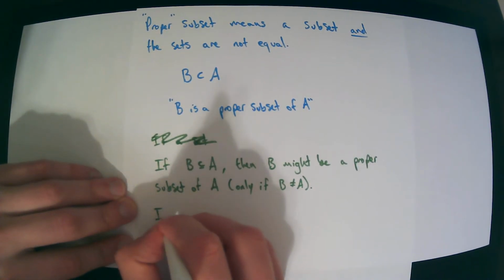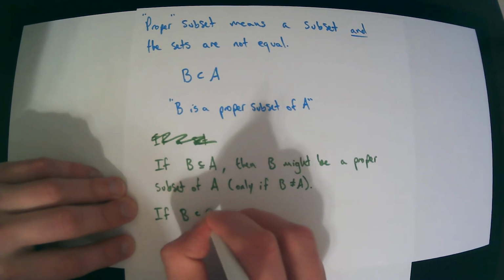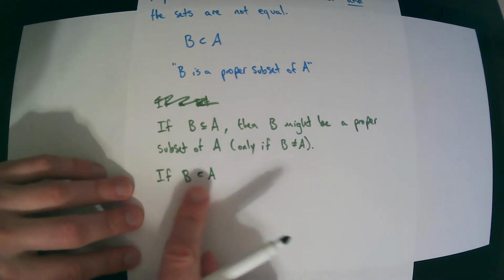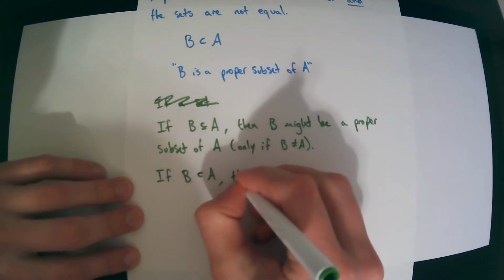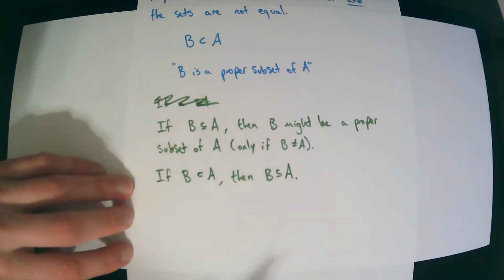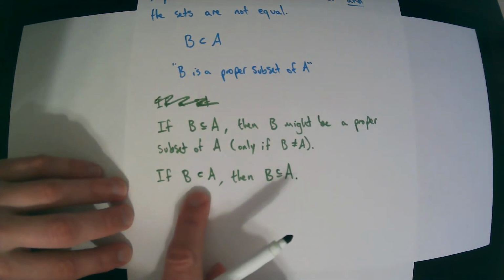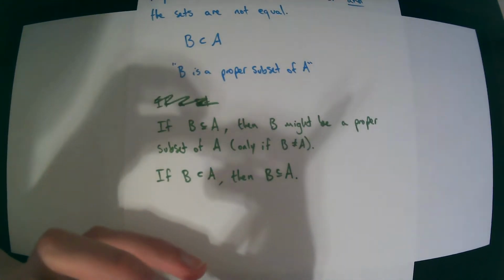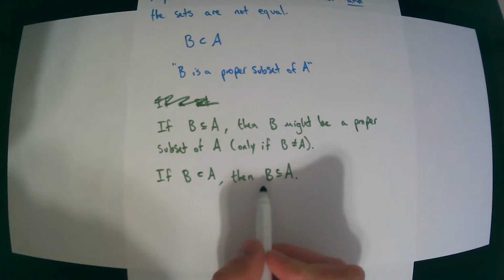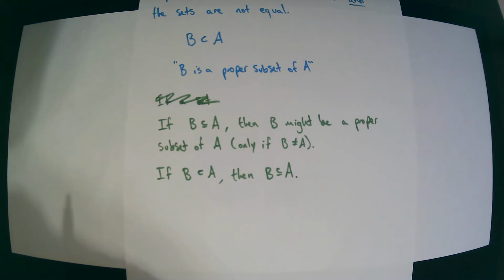But if B is a subset of A, if it's a proper subset. If B is a proper subset of A, then definitely B is a subset of A. If B is a proper subset of A, that means completely contained and not equal, well then surely it's also a subset of A.